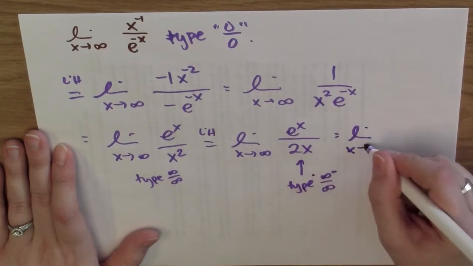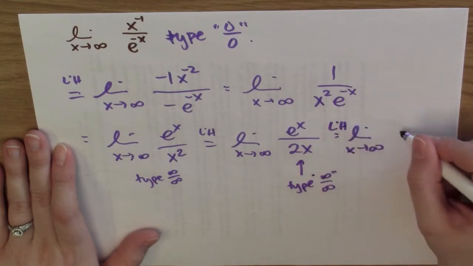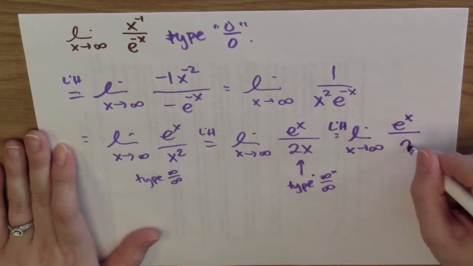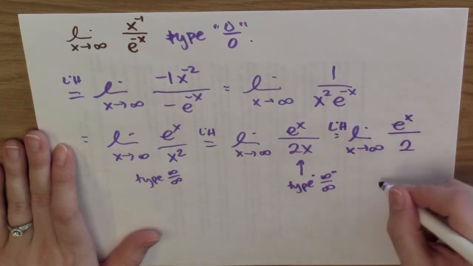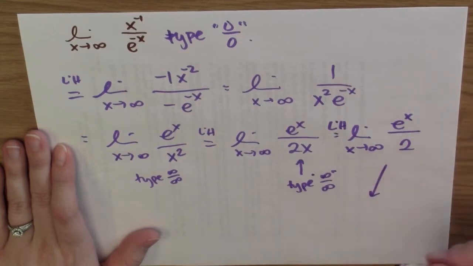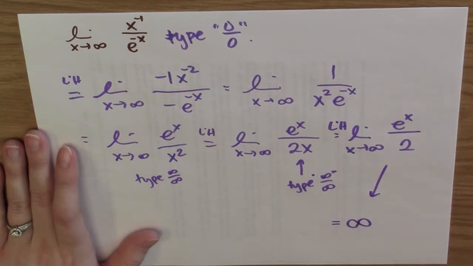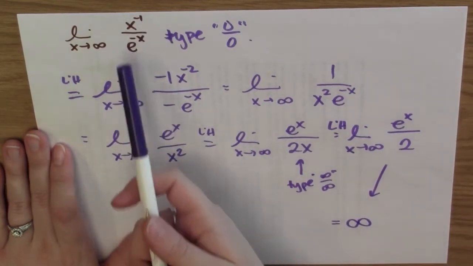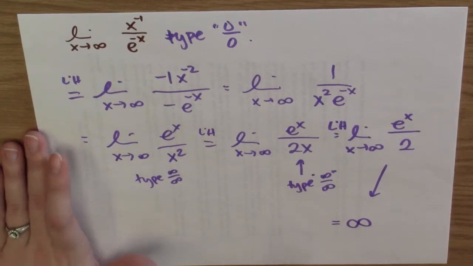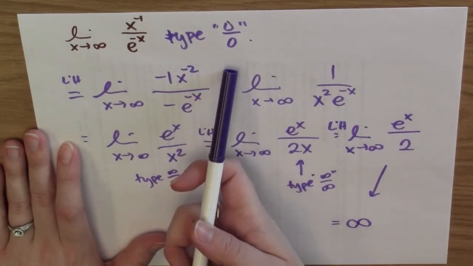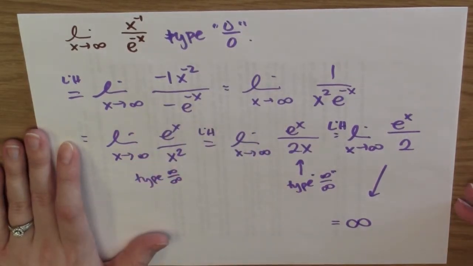So I take the limit as x approaches infinity using L'Hopital's rule. Derivative of the top is e to the x. The derivative of the bottom is 2. And then we can see that as x goes to infinity, this thing goes to infinity and this thing goes to 2. So the limit is positive infinity right now. Could I just have done this here? Lots of algebra? Sure. But I wanted to see a type 0 over 0 problem that gave me infinity.